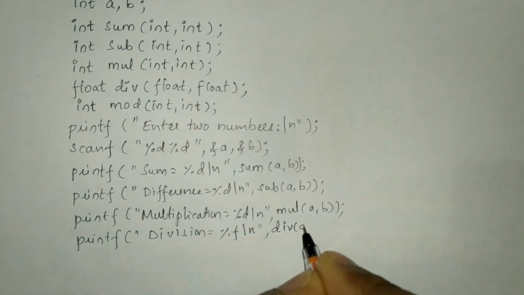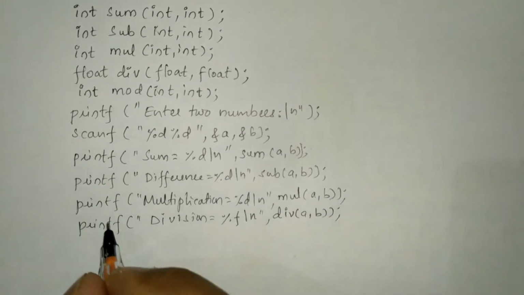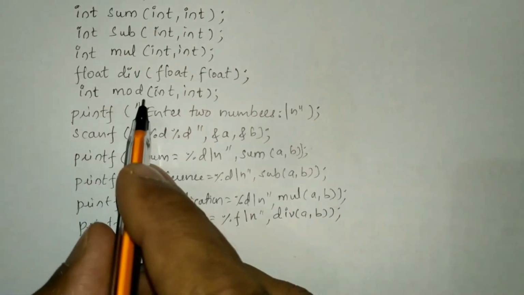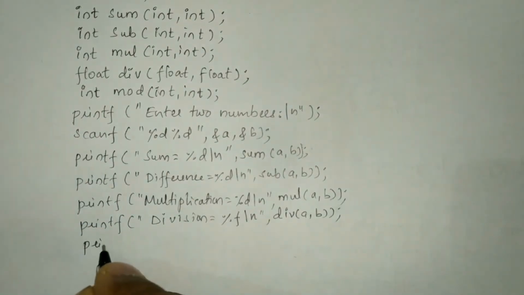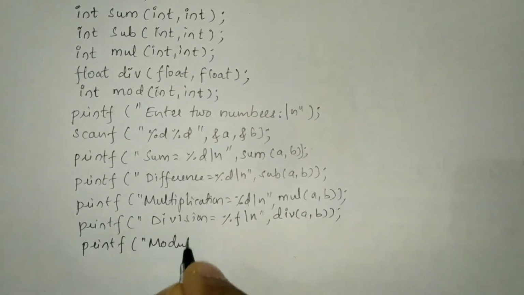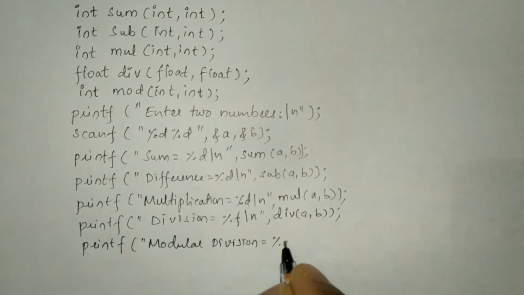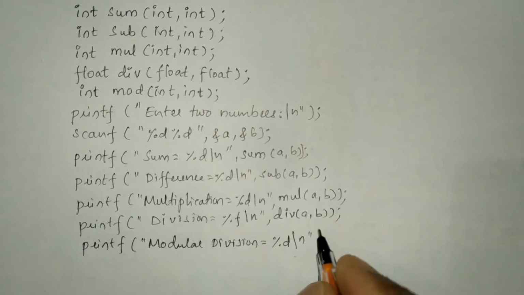So division, and we are going to pass the same two arguments. Now for the last function, that is the mod function. For this, once again I'm going to write printf and here I'm going to write modular division is equal to, here in a double quotation mark I'm going to write %d backslash n, end the double quotation mark, put comma.